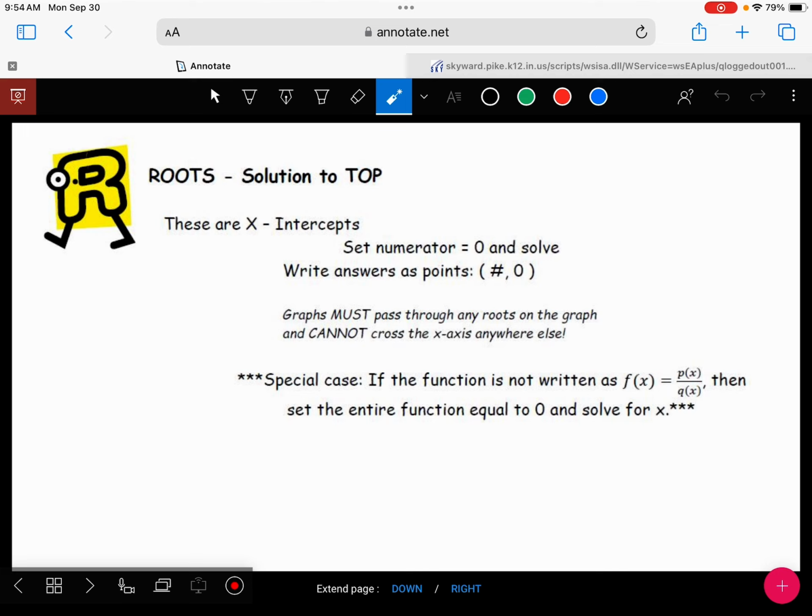So when you're looking for the x-intercepts, you're going to focus on the numerator. We're going to set the numerator equal to 0, and then write it as a point where you have your number and 0. When you're graphing it, it must go through the roots, but it cannot cross the x-axis any other place except for the places where you have established that it is a root. Now, there is a special case when you don't have a single fraction, and we'll have that in example 2. So that's for your x-intercepts.